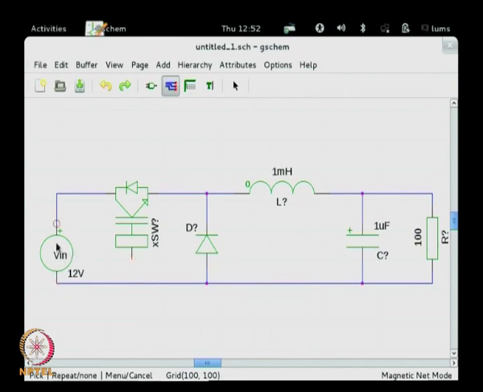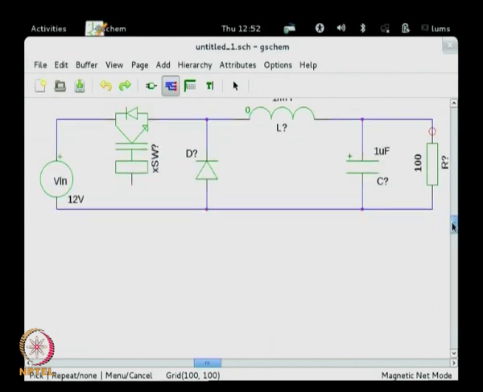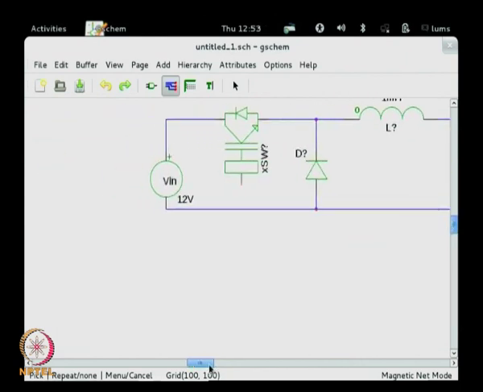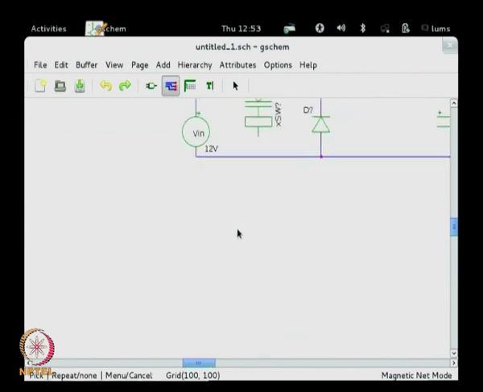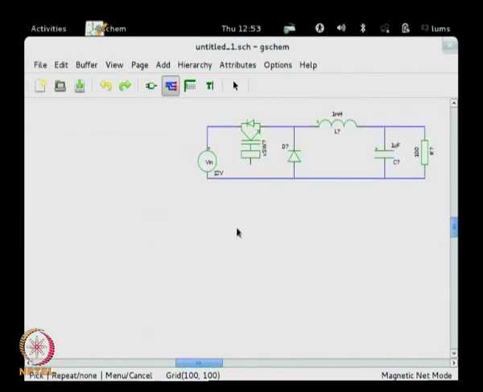So, we have our basic circuit done. We can then enter some typical values, we will do that later, and then we need to put in the controller.